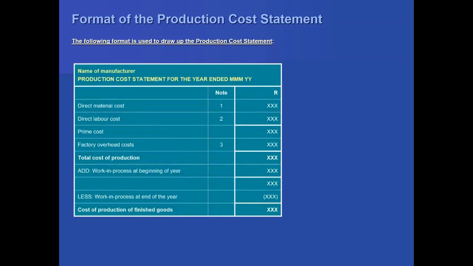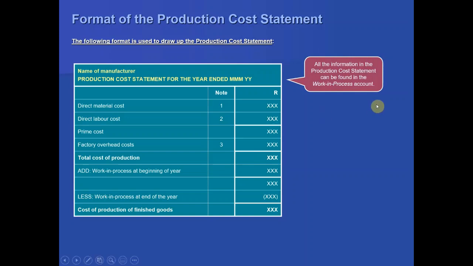So let's focus now on the format of the production cost statement. So we have the production cost statement for the year ended, and we are going to have notes where a lot of the work is going to go into, and then we have our amounts. So from the previous slide, we already got the basic structure. So we know we have the direct material costs, the direct labor costs. If we add those two up, we will get our prime cost. All the information in the production cost statement we can find, in fact, in our work in process account.